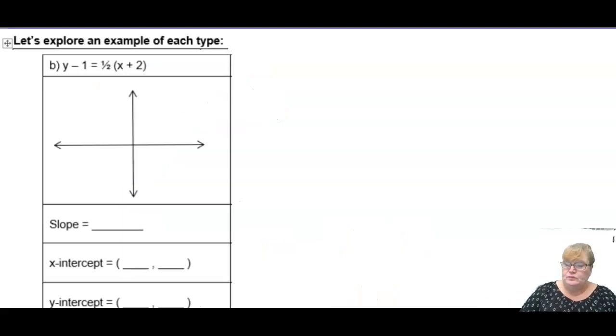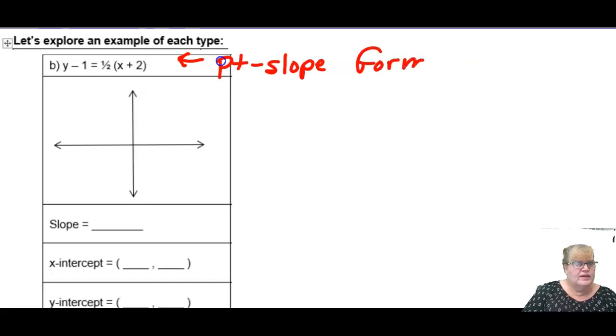All right. This one is in, does anybody remember what this is called? It is called point slope form. And it is nice for writing if they give you a point and slope. It is not so nice for graphing.